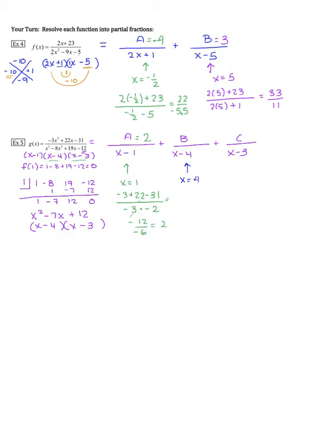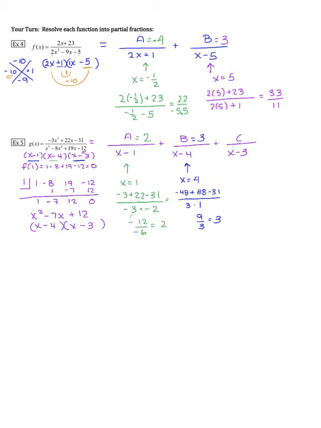So negative 3 times 16 is a negative 48, plus 22 times 4 is 88, minus 31, all over. Now I'm only going to plug it in the first and the last. So 4 minus 1 is 3, 4 minus 3 is 1. So I have negative 48 plus 88 minus 31 is 9 over 3. So this value will be 3.